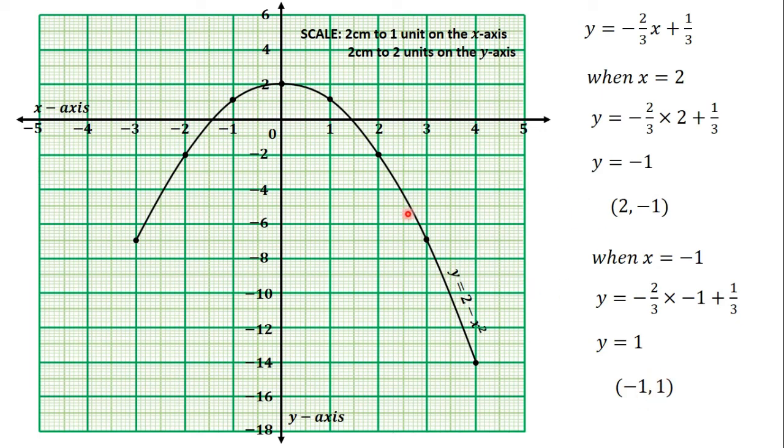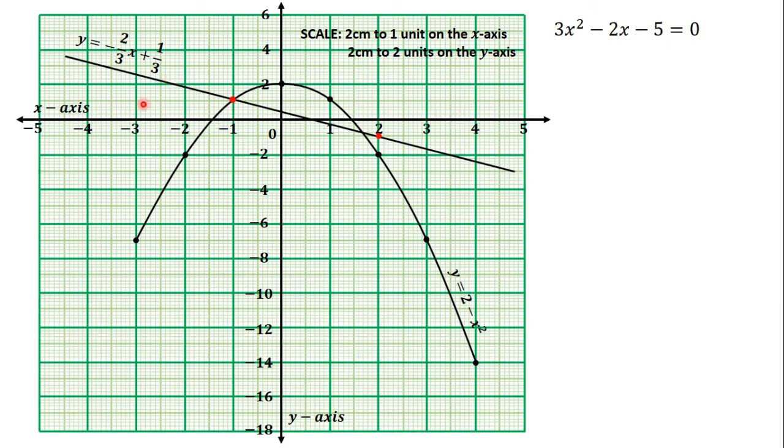We now have 2 points that fall on the line. The first one is 2, minus 1 and the second one is minus 1, 1. Let's plot the first point on the graph sheet. 2, minus 1, so 2 on the x-axis and minus 1 on the y-axis. It falls on this point. The next one is minus 1, 1. So minus 1 on the x-axis and 1 on the y-axis, and that will fall on this point. We are going to join these 2 points with a straight line to get the graph of the linear function y is equal to minus 2 divided by 3x plus 1 divided by 3.